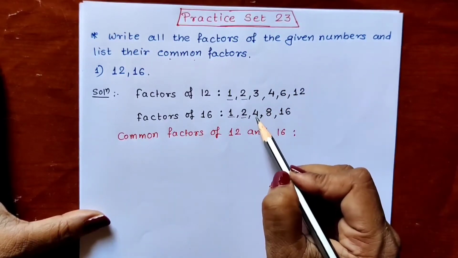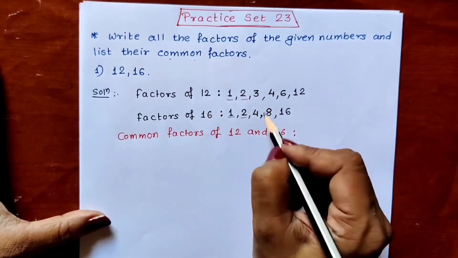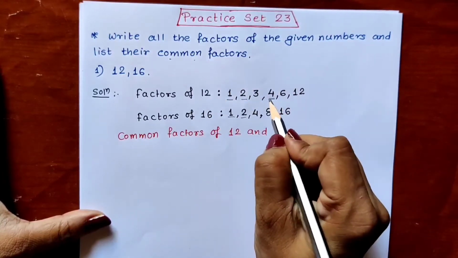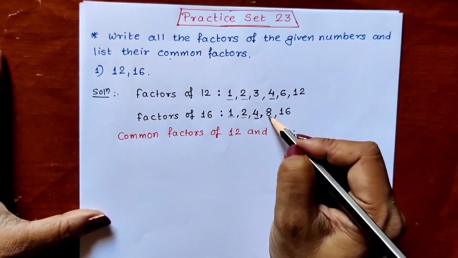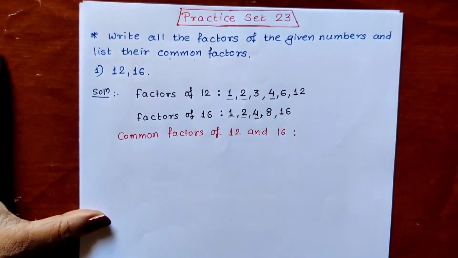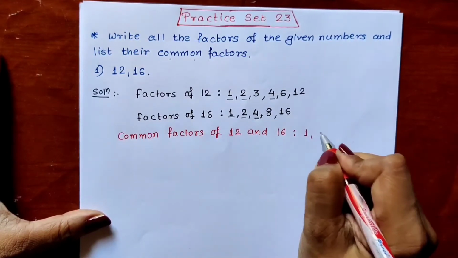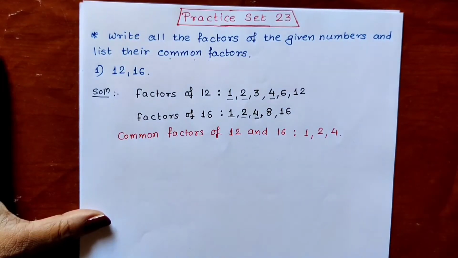3 is not there in factors of 16. So 3 is not the common factor, but 4 is there. In both the factors, 4 is there. Then 6 and 8, no. Then 12 and 16, no. So common factors are 1, 2 and 4. In this way we will have to solve all these sums.